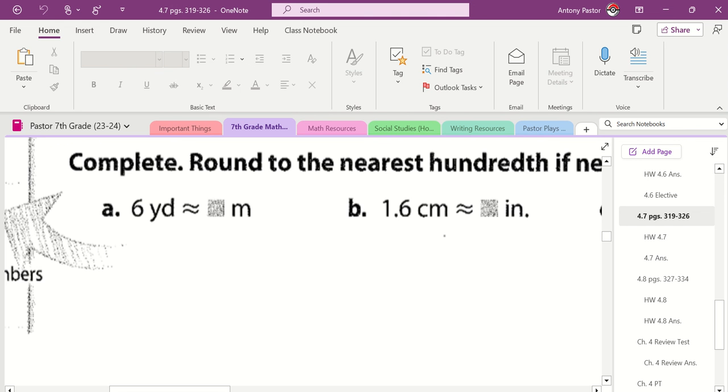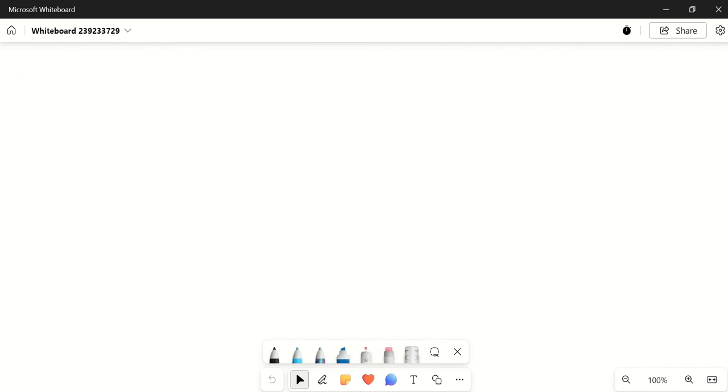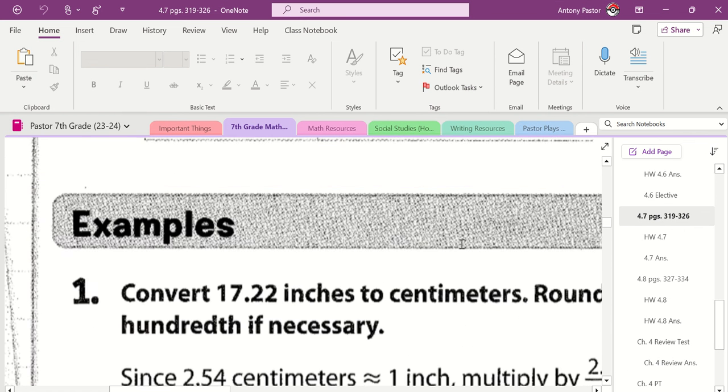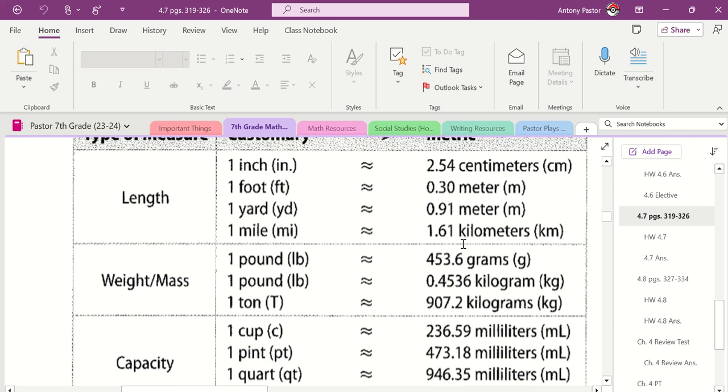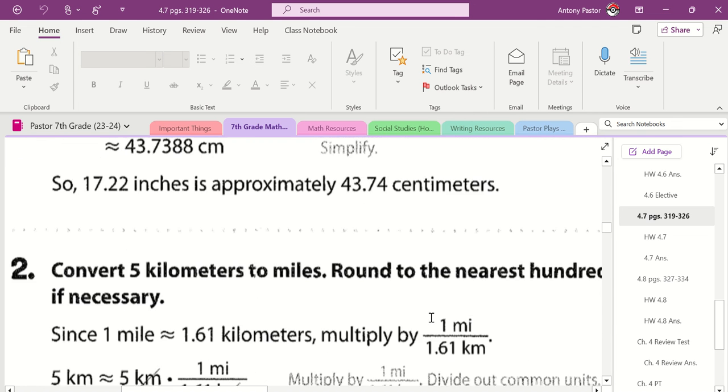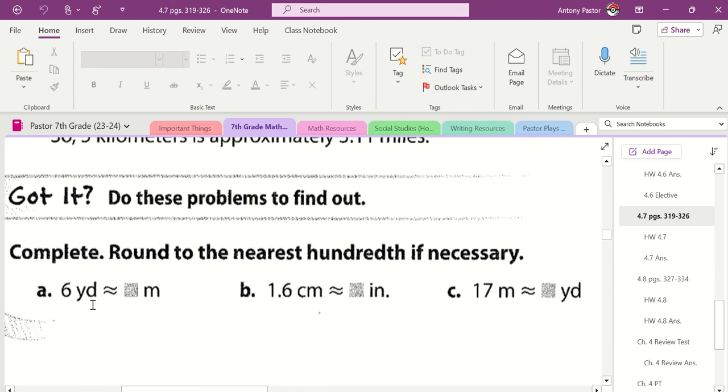So they want us to find out how many miles 6 yards is. So it's very important that we go back up to figure out everything we need to figure out. Sometimes it's not going to be here, but this is one that we're going to need to know on our own. How many yards are in a mile? 6 yards would equal, oh, sorry, not a mile, meters.